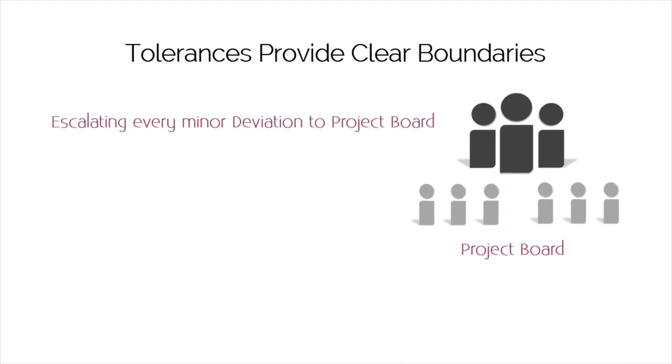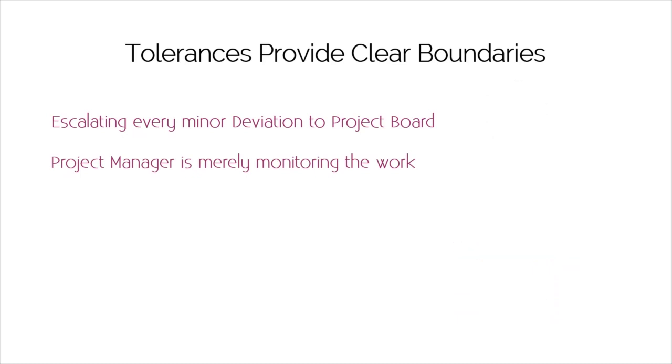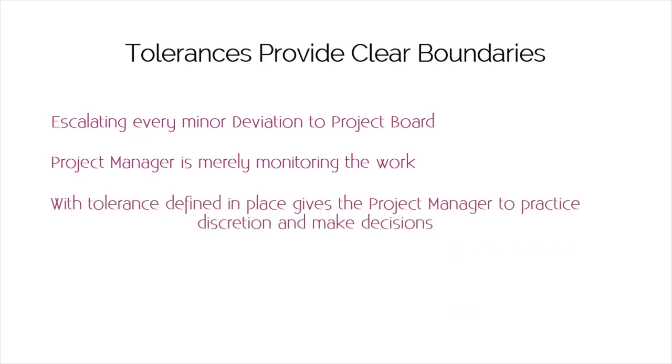If every minor deviation is escalated to the project board, the project manager is merely monitoring the work and making no effort to implement corrective action. From the project board member's point of view, this situation would not be satisfactory. In effect, the project board has to do the project manager's job. With tolerances defined and in place, the project manager has room to practice discretion and make decisions if necessary for the project to move ahead without constant escalation to the project board.